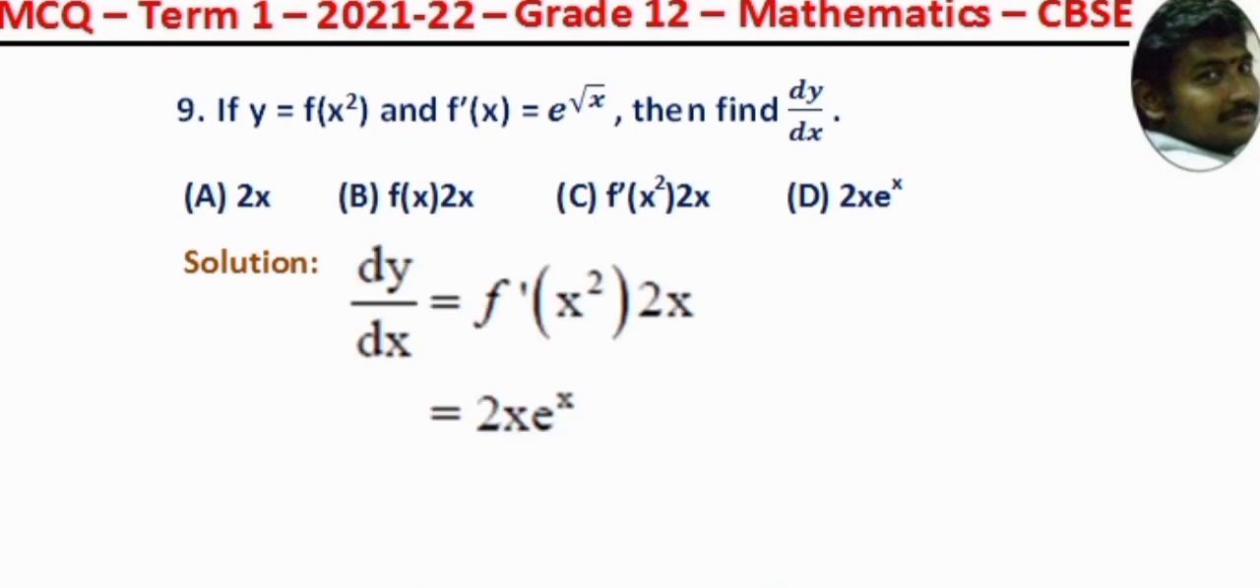Let's see the solution. If you differentiate, dy by dx is f dash of x square, because f of x square, differentiate gives f dash of x square, but then with respect to x square, if you differentiate, you will get 2x. Okay, then f dash of x is already given, e power root x is given. So f dash of x you can write e power root x, but square is there, that's why you can make it square. When you square it, root square, what will happen? Just e power x. So 2x e power x is the correct answer. So option D is the correct answer.